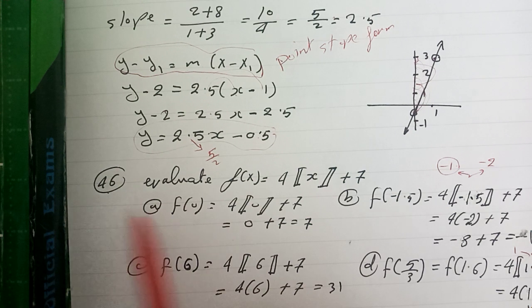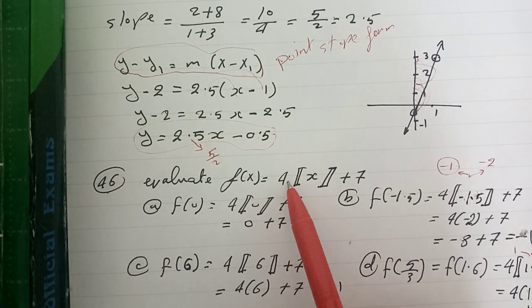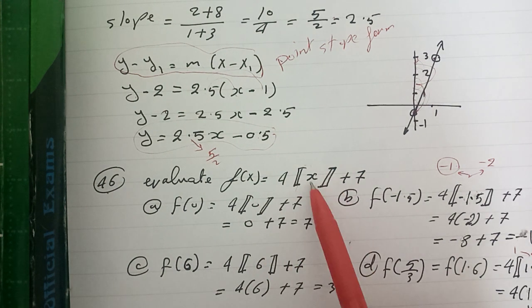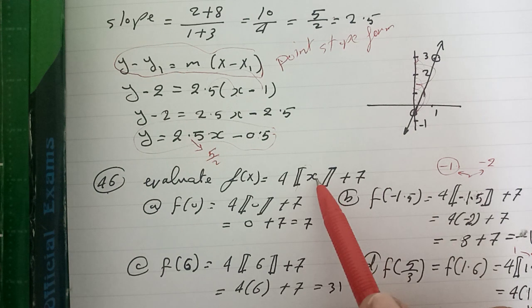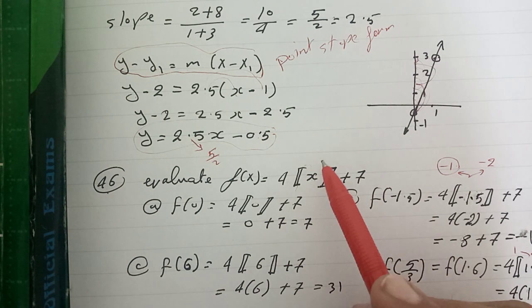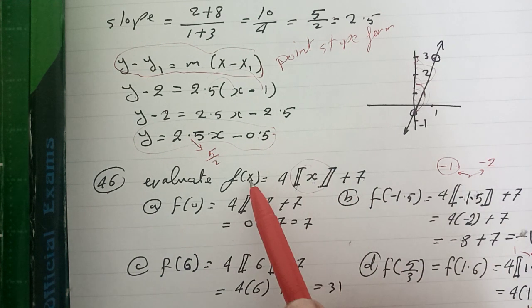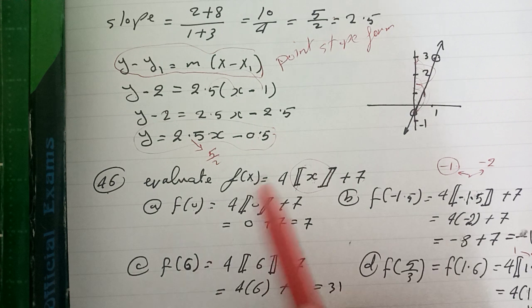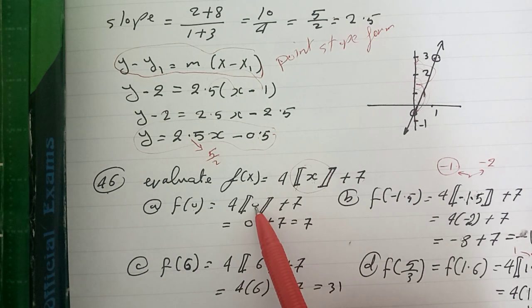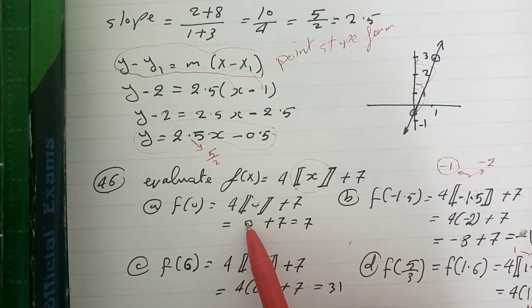Number 46, evaluate the function f(x) equals 4 times, and this is the step function, which means the least integer value of x, plus 7. If you have x equals 0, so put 0 here. 0 is already an integer, so it's 0. 0 times 4 equals 0, plus 7 equals 7.